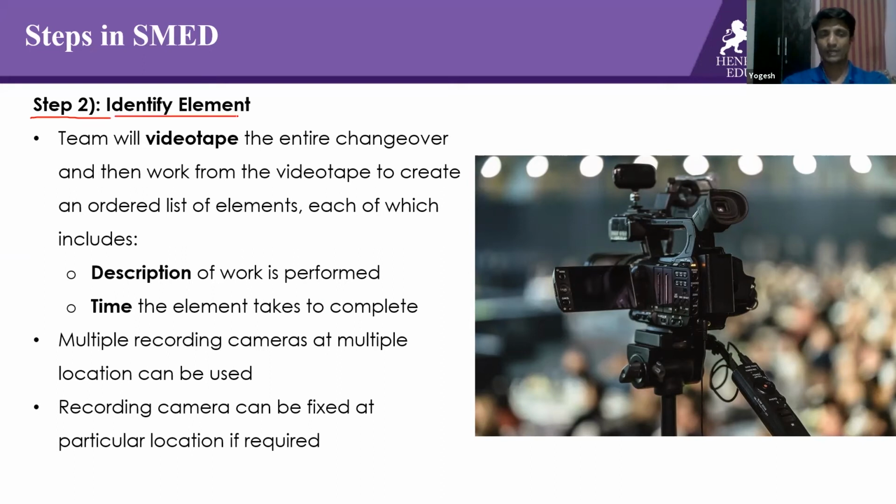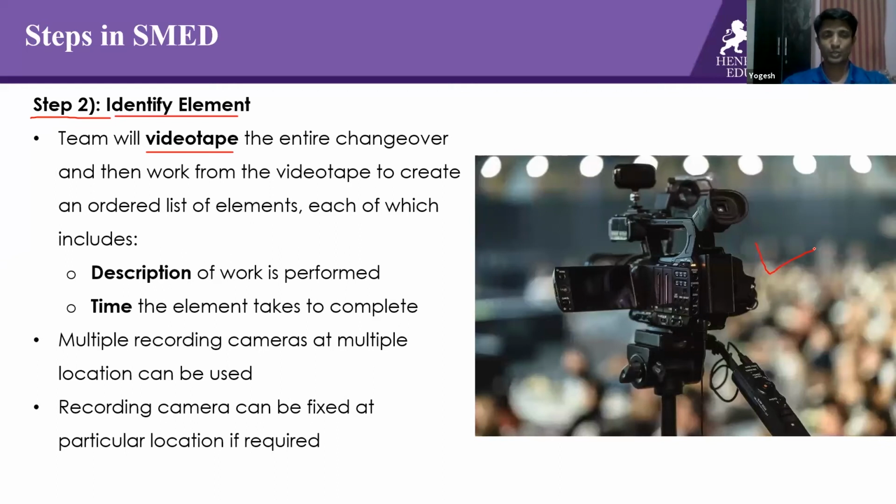Then step two is to identify the elements, right? So how do we identify the elements? There is a procedure that is given. What is basically done is we use a videotape to entirely shoot the changeover, right? There is a recording device like something like this. You can use your normal mobile phone as well to do the recording. You don't need fancy cameras to do the recording. You can use the handy mobile phones that are in everyone's pocket.